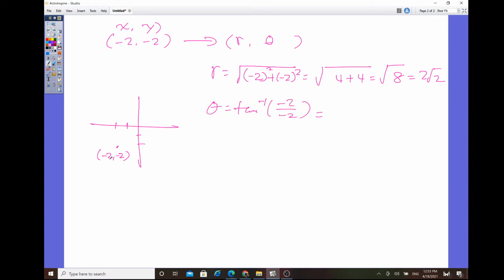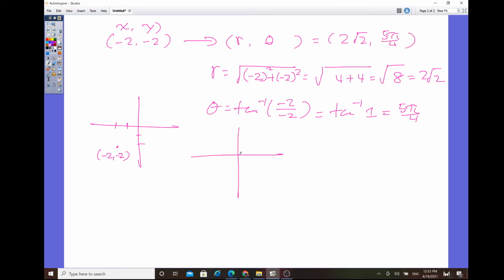Since we do know that it's in quadrant 3, this one is inverse of tangent of 1. So try to do that on a calculator or just do it mentally, just like pi over 4. But don't forget, it's in quadrant 3. Quadrant 3, so that means what? 5 pi over 4. So for the polar one, this one is considered 2 root 2, 5 pi over 4.